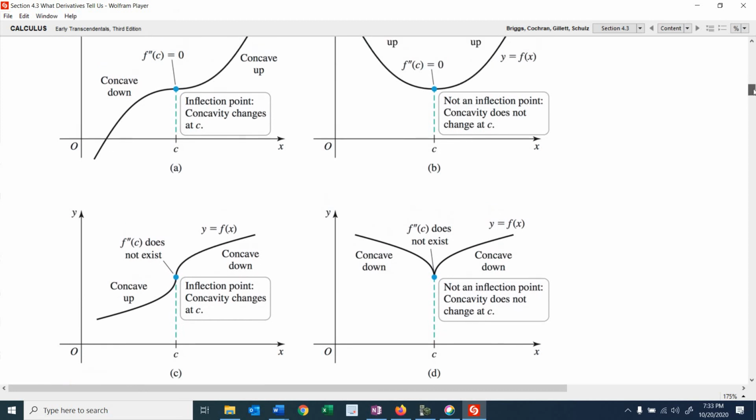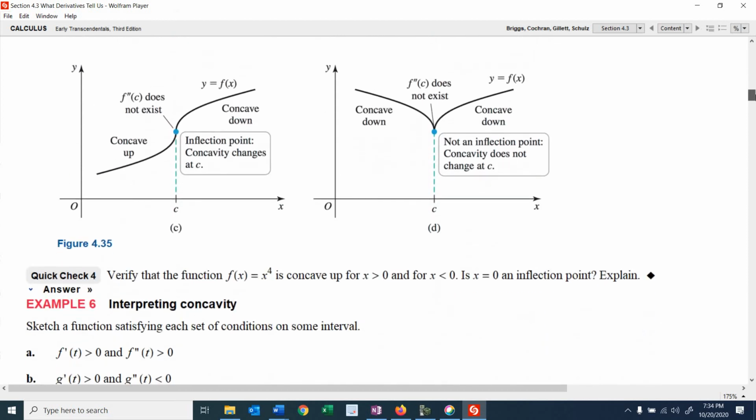If you do have a place where the function changes concavity, then that must occur at a point where the second derivative is either 0 or does not exist. That's why we're going to take the second derivative of the function and set it equal to 0, and then find out when the second derivative doesn't exist. Those are going to become candidates for inflection points, which I call possible inflection points.